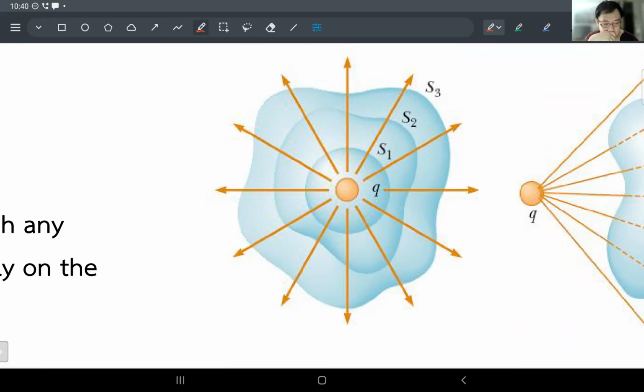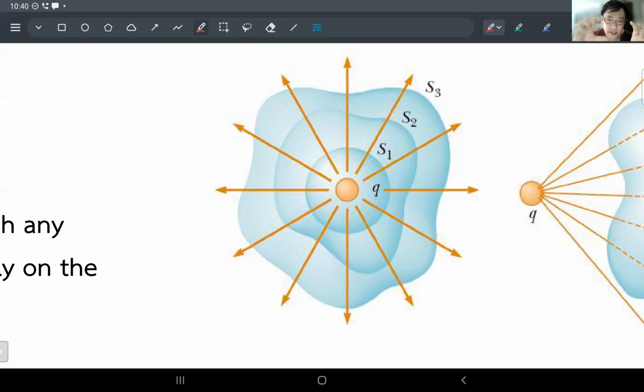Which one? S1, S2, S3. Which one should have the largest amount of flux, having the charge Q in there? Everyone can imagine that every charge will have an electric field around it all the time. We learned this since the beginning of this electric field module. So everyone knows there will be electric field lines coming out of this charge Q, right? You saw that there is a radiating electric field coming out from this Q.